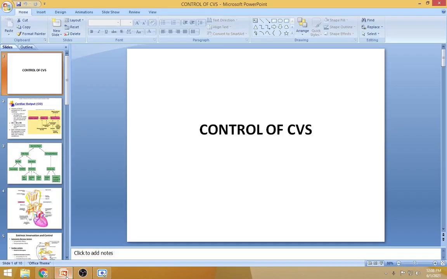Good morning, students. Today I'll be talking about the control of the cardiovascular system. You all know the basic function of the cardiovascular system, isn't it? The cardiovascular system basically consists of the heart and the blood vessels, with the heart pumping the blood into the different blood vessels.